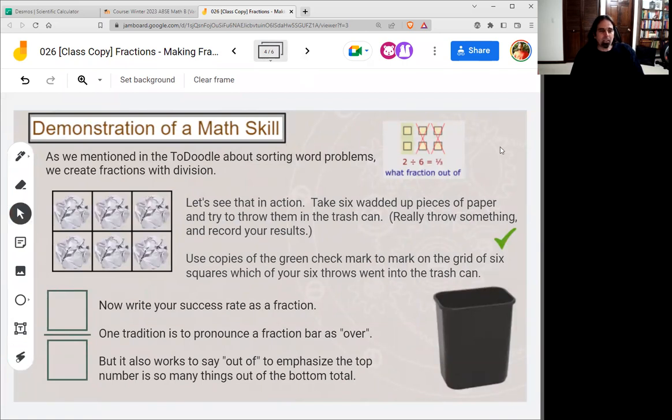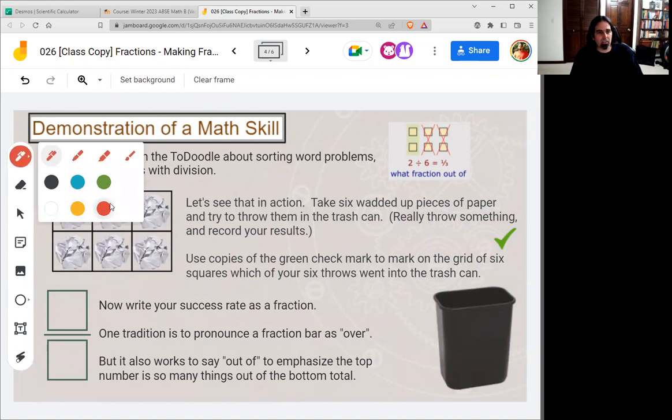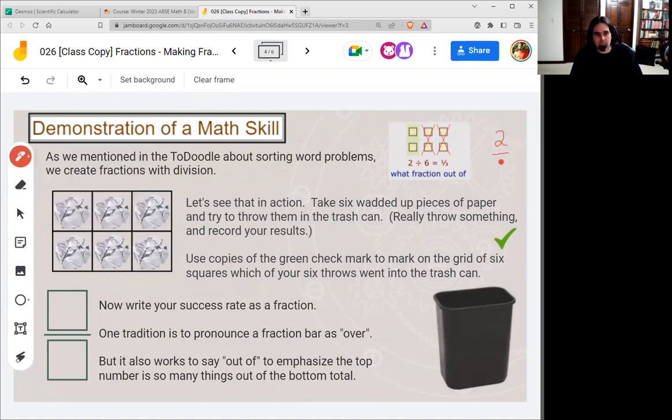This picture you might recognize if you were here when we did the to-doodle about sorting word problems. We create fractions with division. So I have 6 things, 6 boxes, and 2 of them I like, and the other 4 I'm not as fond of. And if I do 2 divided by 6, that makes a fraction. I could simplify it to a third, but I don't need to. I could just write it as 2 out of 6.